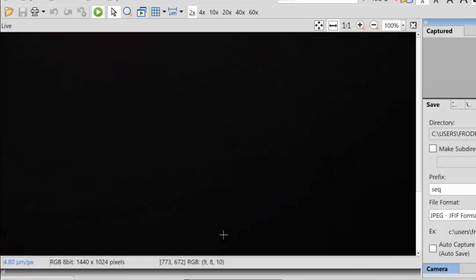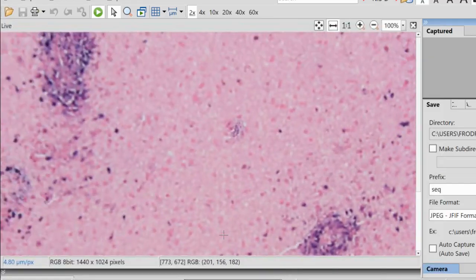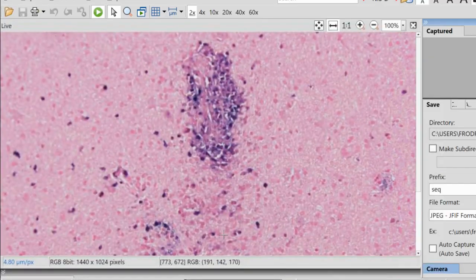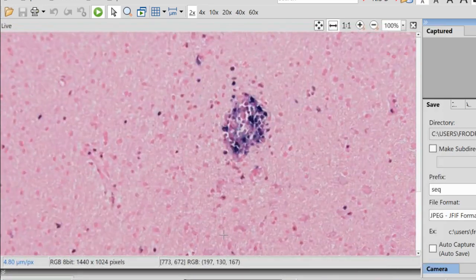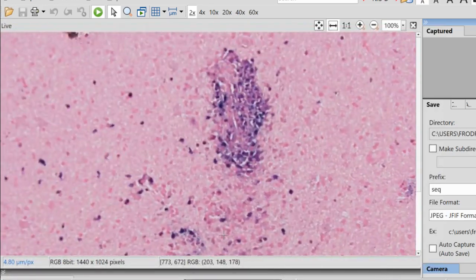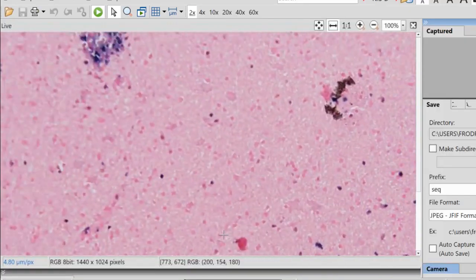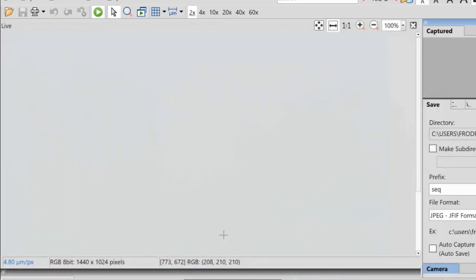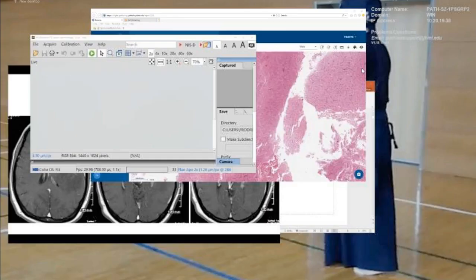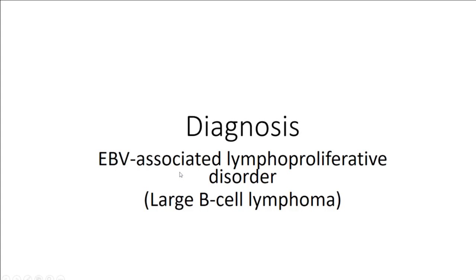And this is EBER, so in situ hybridization for EBV. And you have a strong positivity in the infiltrate. So here you have your diagnosis. You have two basic stains that are helping you, the CD20 and the EBER. So the diagnosis is an EBV-associated lymphoproliferative disorder, and it corresponds to large B-cell lymphoma.